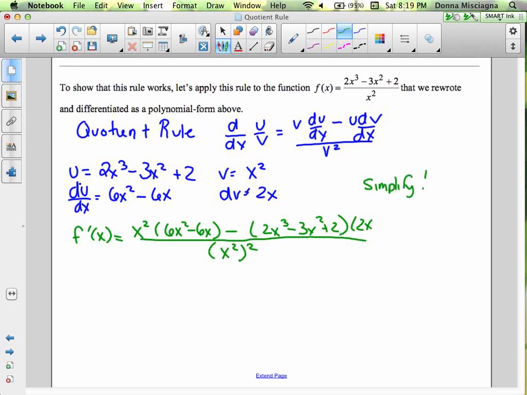x squared times 6x. There you go. By the way, the only thing you could factor out is an x, and it's really hardly worth the effort. If I could factor out a binomial, that would be worth the effort. So let's just distribute and combine like terms. x squared times 6x squared is going to be 6x to the 4th. x squared times a negative 6x is negative 6x cubed.